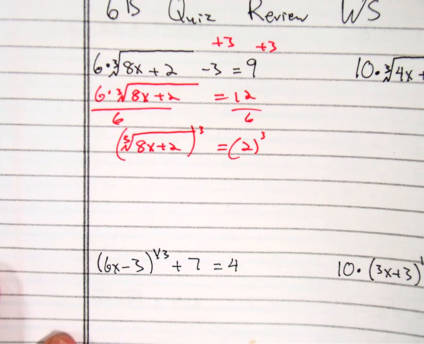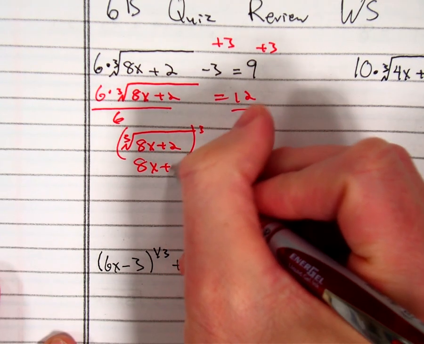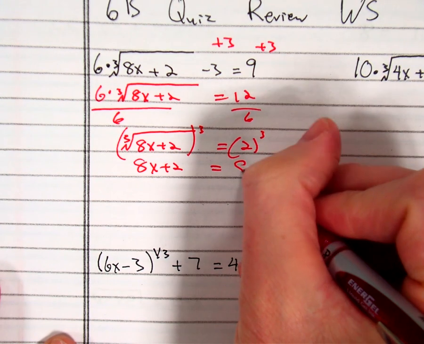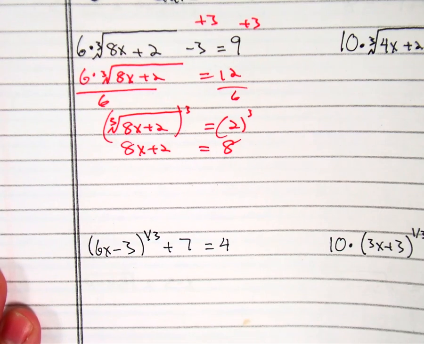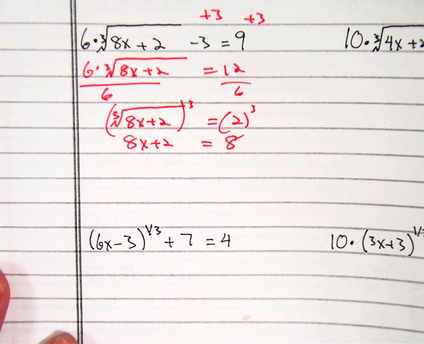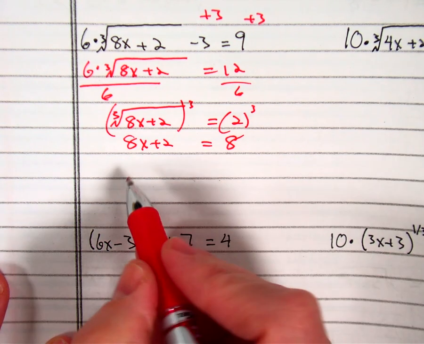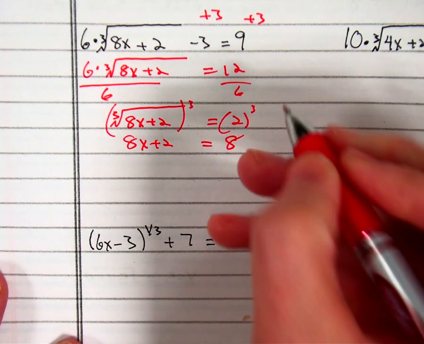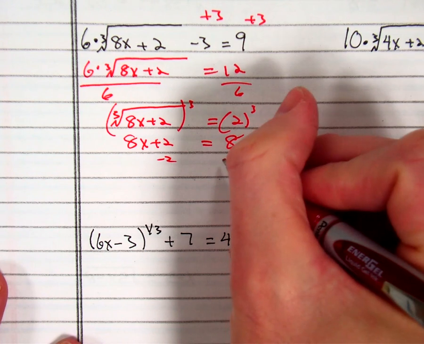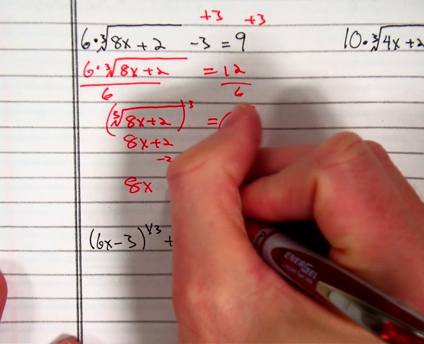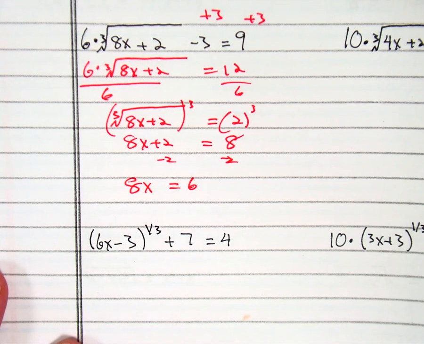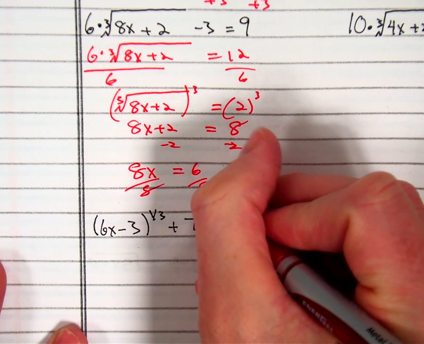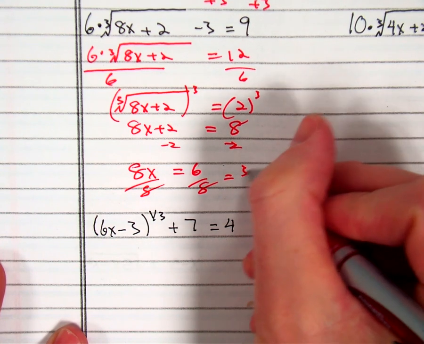Cube and a cube root cancel out. We have 8x plus 2. 2 to the third power equals 8. So now we're down to the inside stuff. We're going to solve for x. 8x plus 2 equals 8. We're going to minus 2. 8x equals 6. And we're going to divide by 8. 6 over 8 is going to reduce to 3/4.